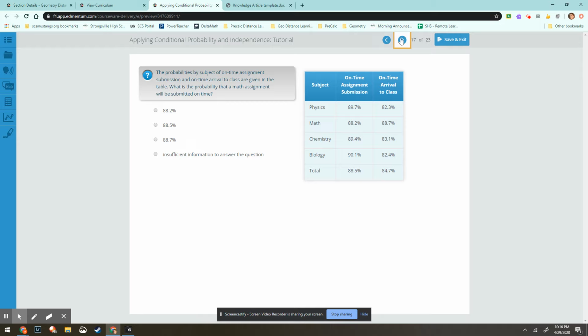Here's a question. The probabilities by subject of on-time assignment submission and on-time arrival to class are given in the table. What is the probability that a math assignment will be submitted on time? So here's math. And then you need to make sure you pick the right column. We want to know when the assignment will be submitted on time. So it's going to be the 88.2.